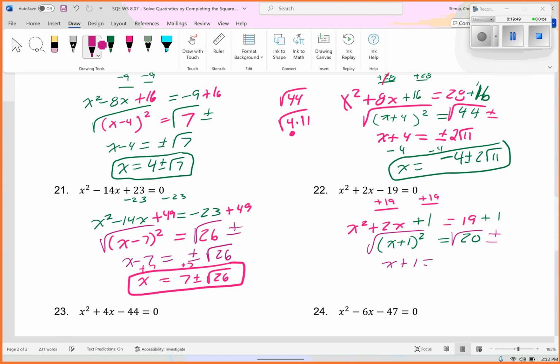Root 20 breaks down to which one of those numbers times something else? What does root 20 break down to? Using those. 4 and 5. 4 and 5. Good. Square root of 4 is 2. So I get plus or minus 2 root 5. Subtract 1.